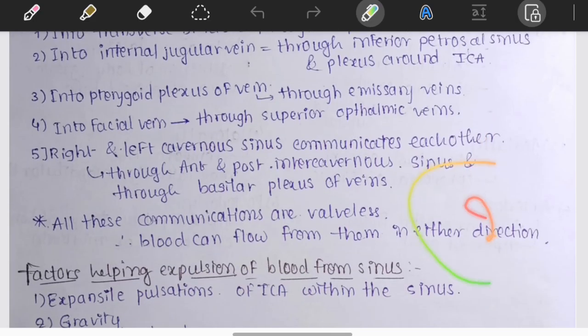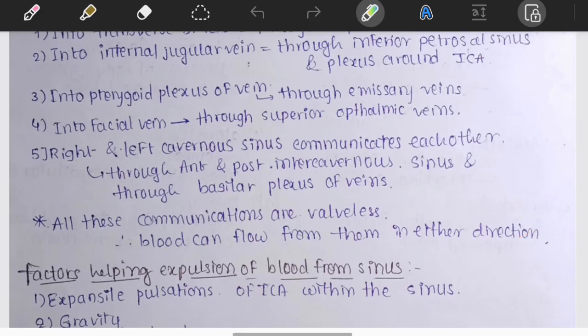Why did the infection spread so easily? Now let's answer the biggest why. Why does the infection spread so rapidly through these veins? Because almost all the venous communications are valveless. Unlike veins in the limbs, these veins do not have valves to prevent backward flow. So blood can move in either direction depending on the pressure changes.